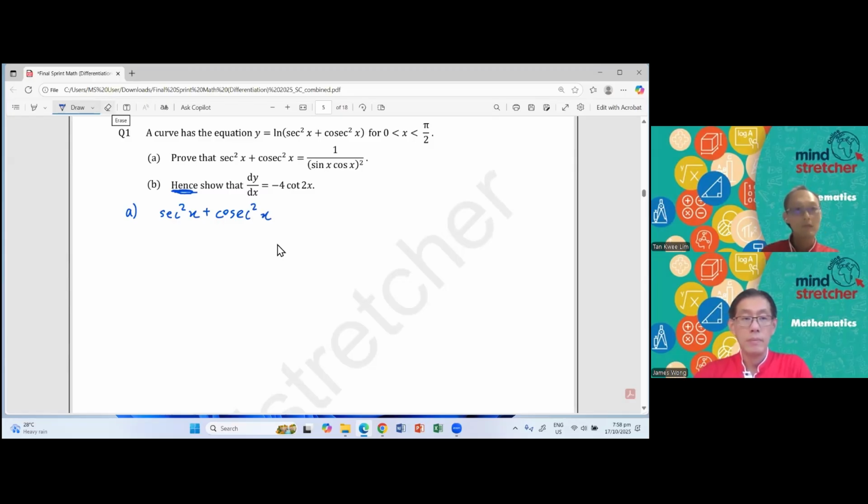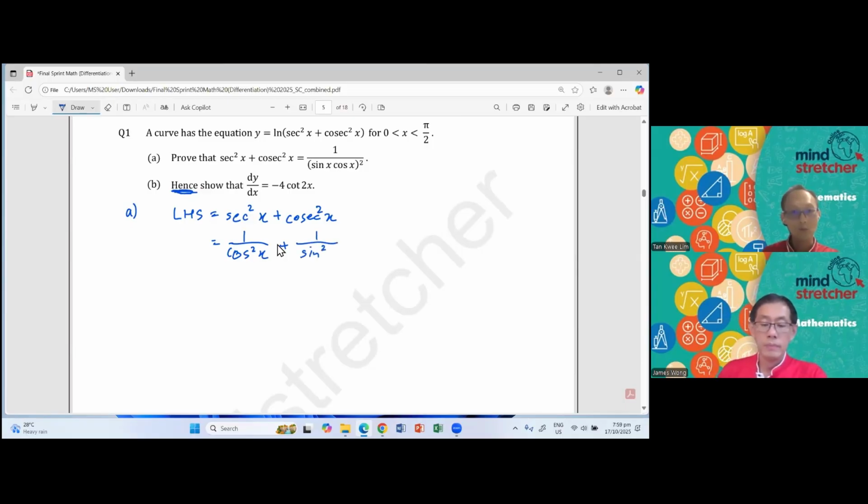Let me rewrite this. Okay, so this is the left-hand side: secant square x plus cosecant square x. This is also 1 over cosine square x plus 1 over sine square x. Okay, so after you change it to 1 over cosine square x plus 1 over sine square x, then we can bring these two fractions together.